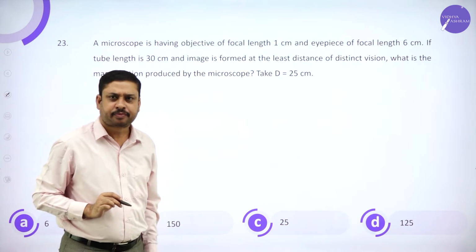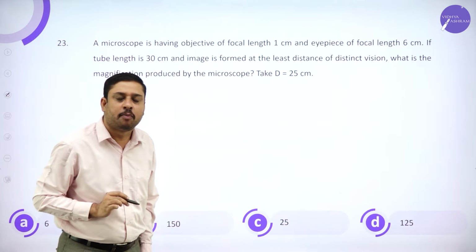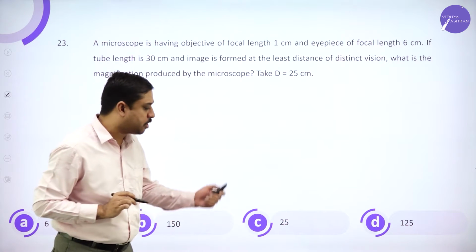Students, this is one concept which has been taken out from your syllabus, so I will not concentrate on that.